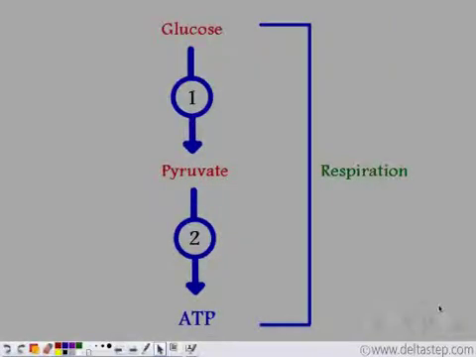So glucose breaks down to form ATP, which is a chemical energy, in a two-step process. The first step is glycolysis, which takes place in the cytoplasm, and pyruvate is formed. Next is the Krebs cycle, which takes place in the mitochondria, where pyruvate gets converted into ATP. Now the sum total of these two processes form respiration.